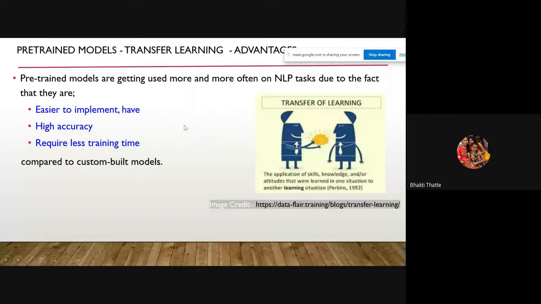So what are the advantages of pre-trained models or transfer learning? They are easier to implement, have higher accuracy, and require less training time. And the thing is, they are already well-trained models, so there is no need to train on the entire data set.